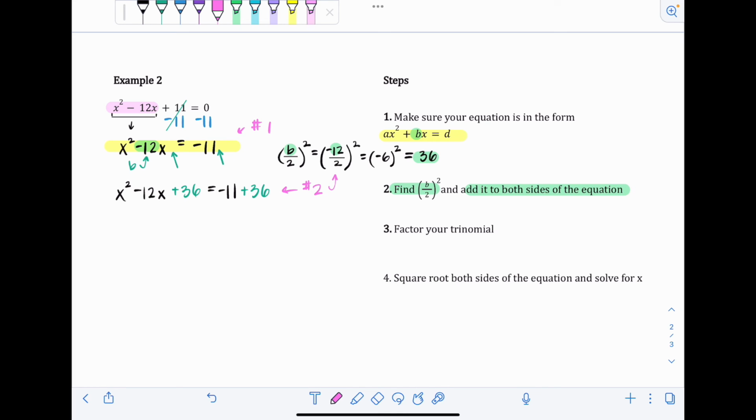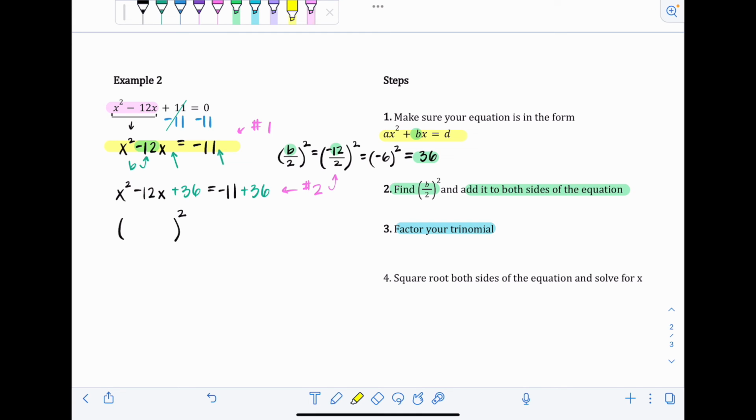And then step 3 is to factor. So factor your trinomial. And remember, we can use a pattern. Anytime we go through step 1 and step 2, our trinomial, in this case x squared minus 12x plus 36, is always going to factor into a binomial squared. So you can set up your parentheses and square it, and then we can use that pattern to figure out what fills in the rest.